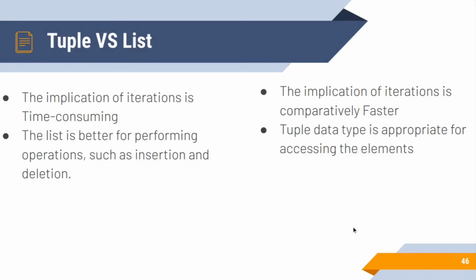Let's see. A list performs better for operations such as insertion and deletion. The tuple data type is appropriate for accessing the elements. Okay, so note it down.